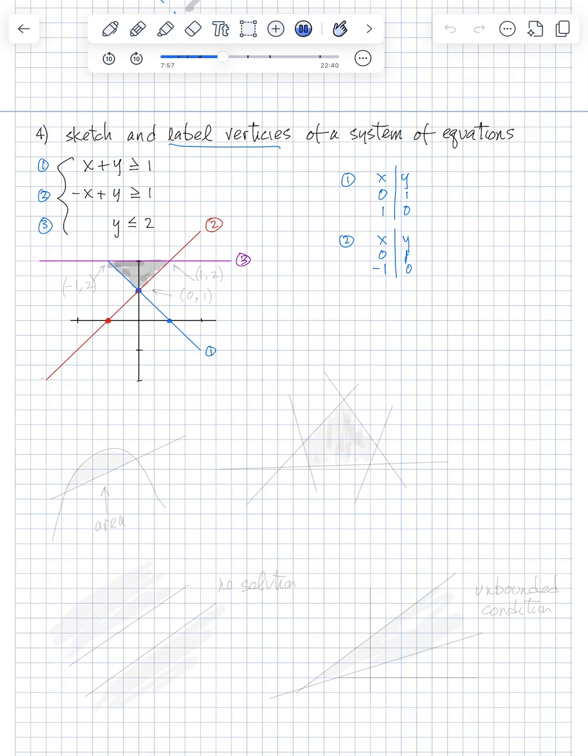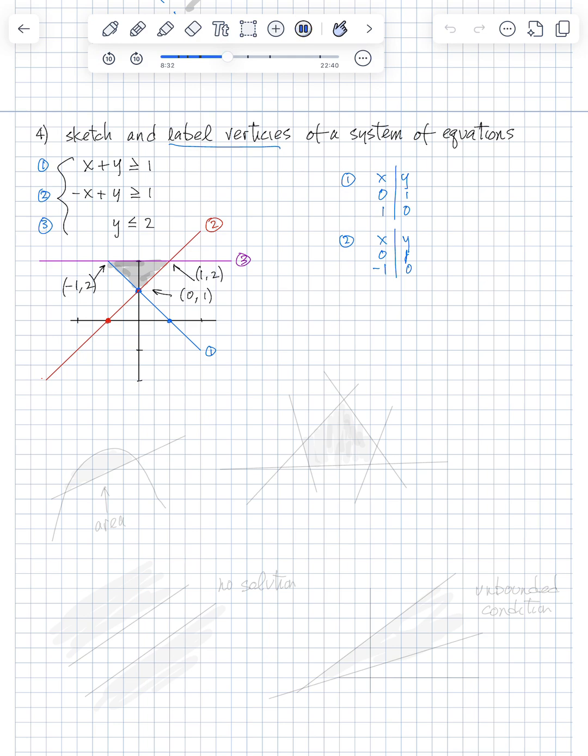So now the last thing we need to do is label the vertices. So this one here is negative 1, 2. This vertex is 0, 1. And this one here is 1, 2. Okay, that's it for this problem.